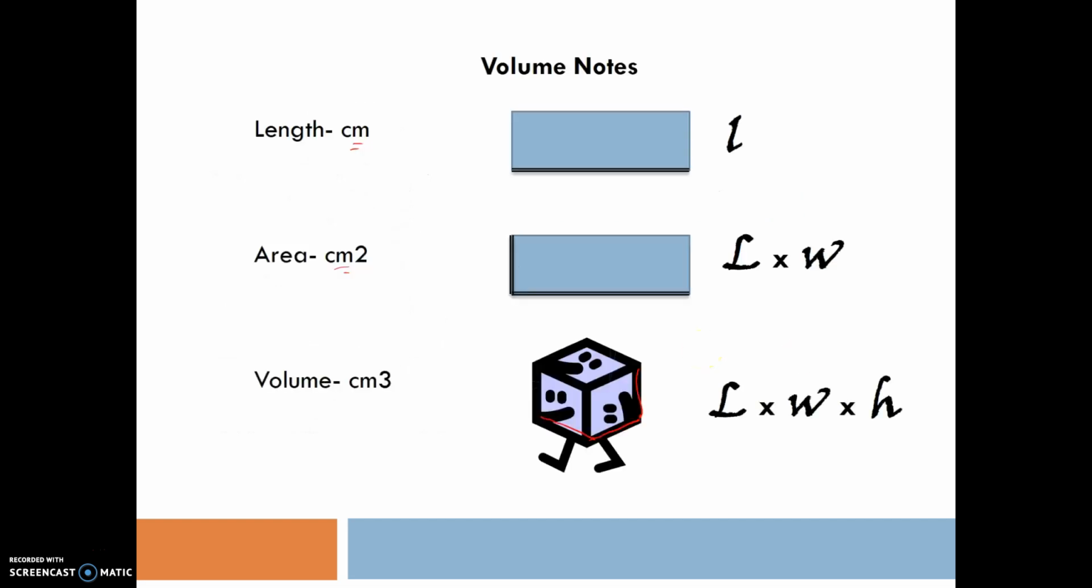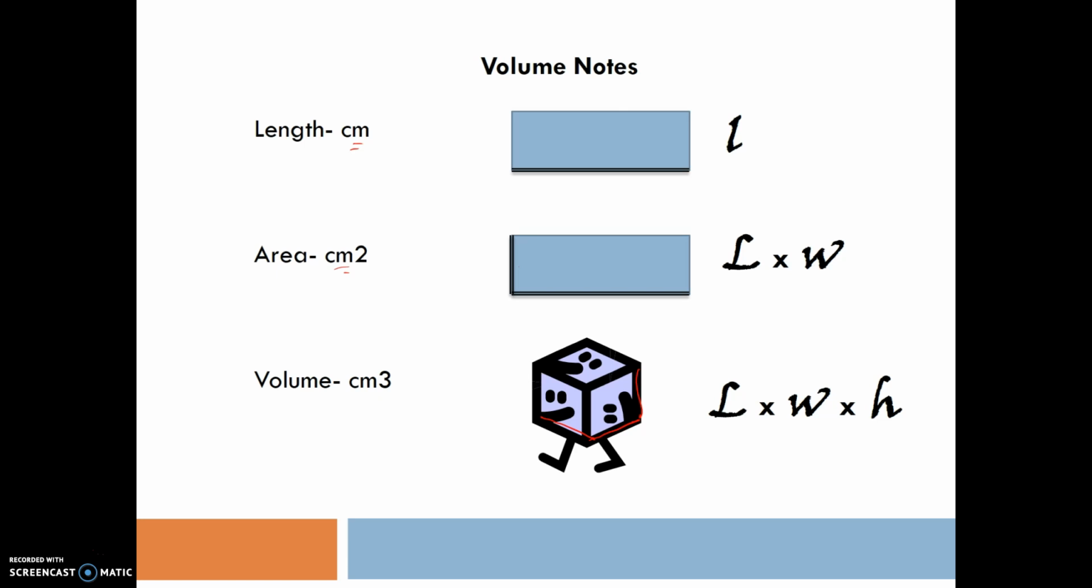So let's get right into it with a quick review of the different dimensions that we need to find volume. Length is measured in centimeters and it's one-dimensional. Length is just one side of a cuboid. Area is measured in square units and it is length times width. Volume is measured in cubic units.